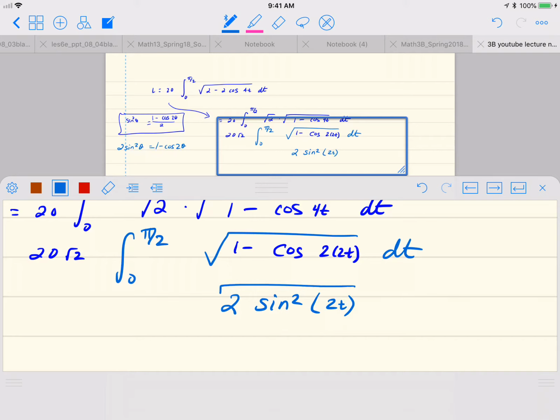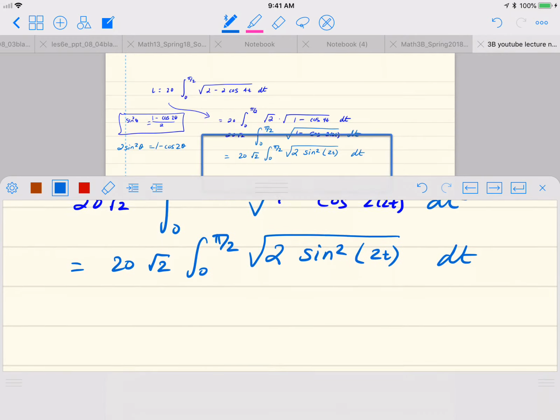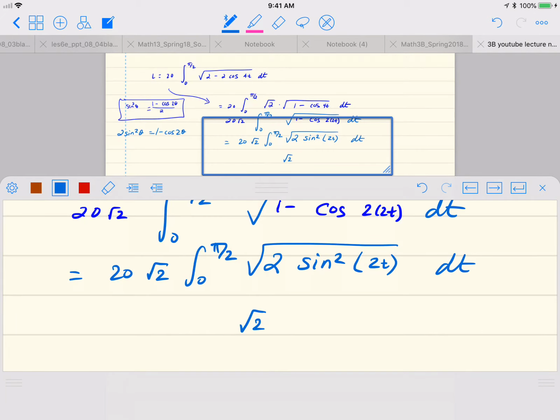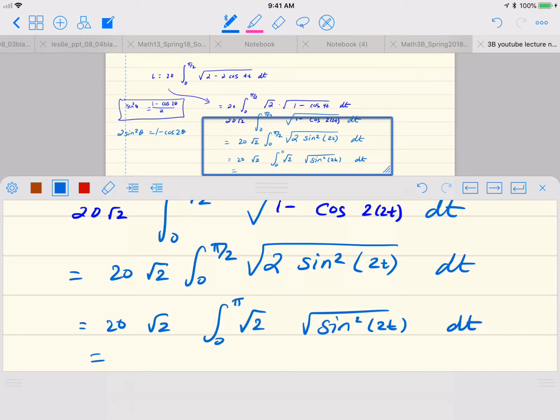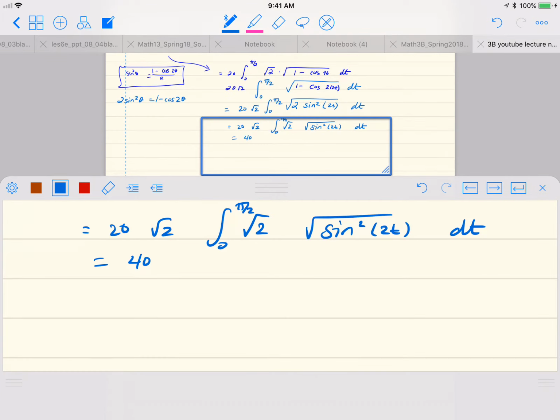Okay, now I've got the square root, so I can again pull out a square root. So I've got a square root over here. We know what's going to happen. Right, so we'll end up with just 2, so that'll be 40 times the integral from 0 to pi over 2, and then we can take this to just be sine of 2t dt.